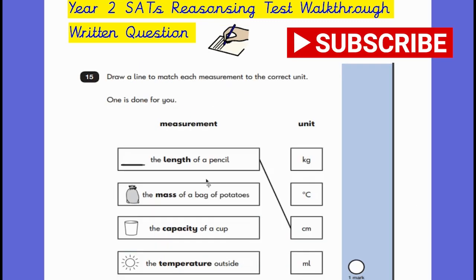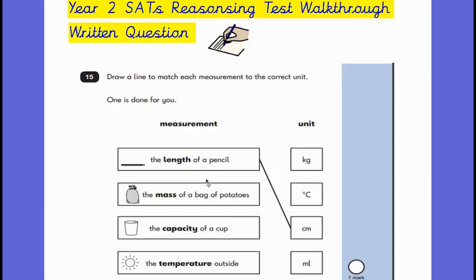Okay, number 15. Draw a line to match each measurement to the correct unit. One is done for you. The length of a pencil, the mass of a bag of potatoes, the capacity of a cup, and the temperature of the outside. This question is asking the children to be able to identify the correct unit of measurement for the different things that they would measure. This is something they need to know for year 2.